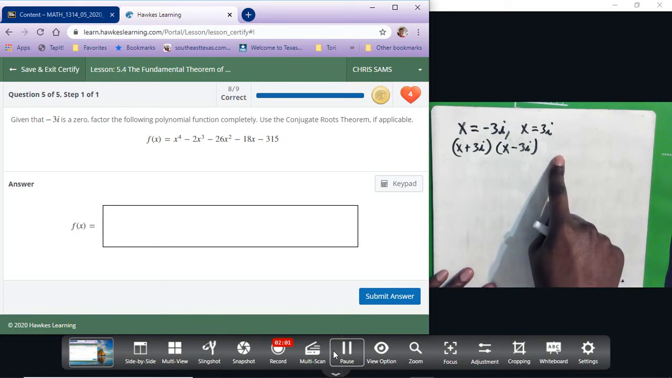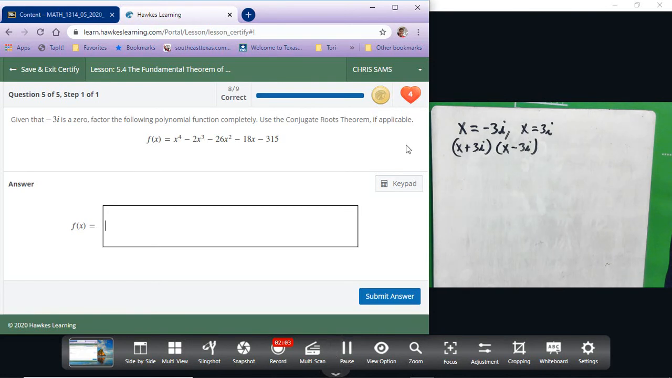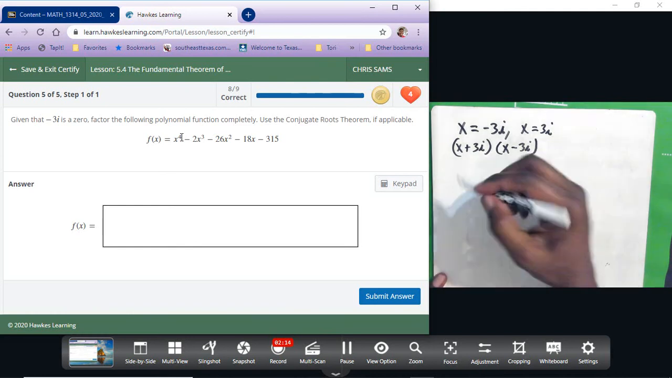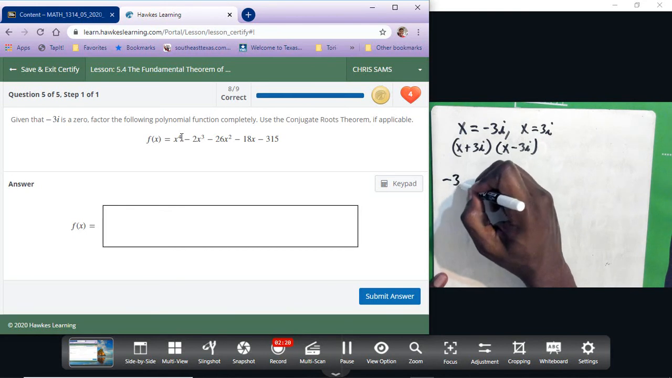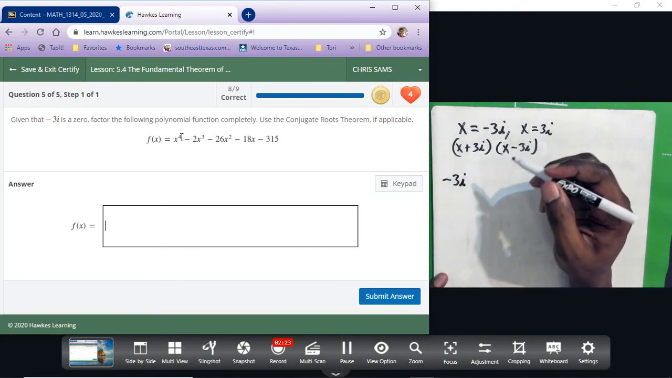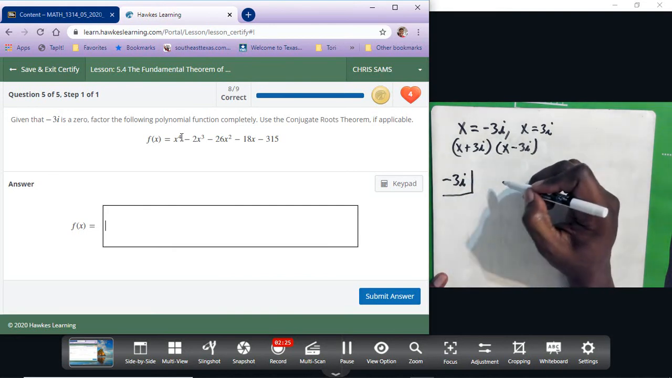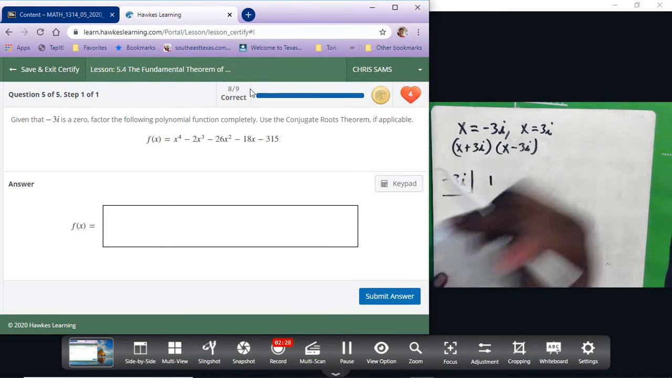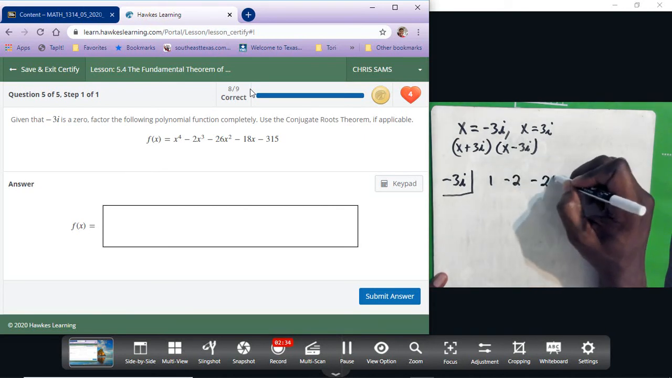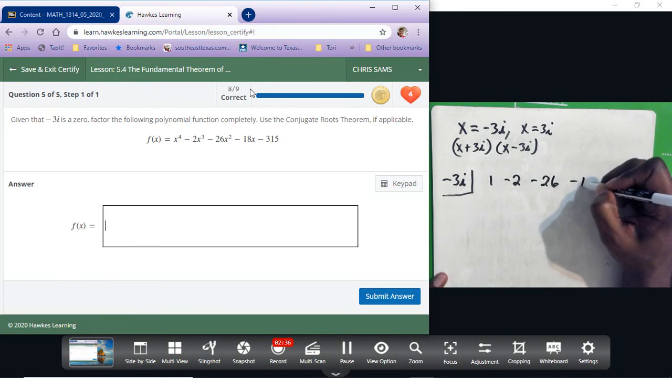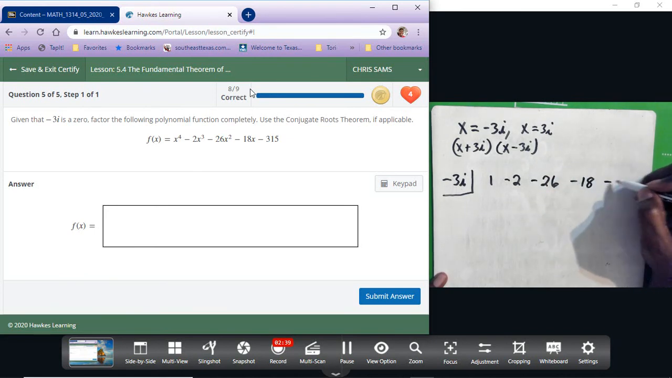And then we need to get two more because we have a fourth degree. So whatever your degree is tells you the number of zeros that you will have at most. So I'm going to do synthetic division with the negative 3i. That's the one that they gave me first. Negative 3i. Okay. My coefficients would be 1, negative 2, negative 26, negative 18, and negative 315.